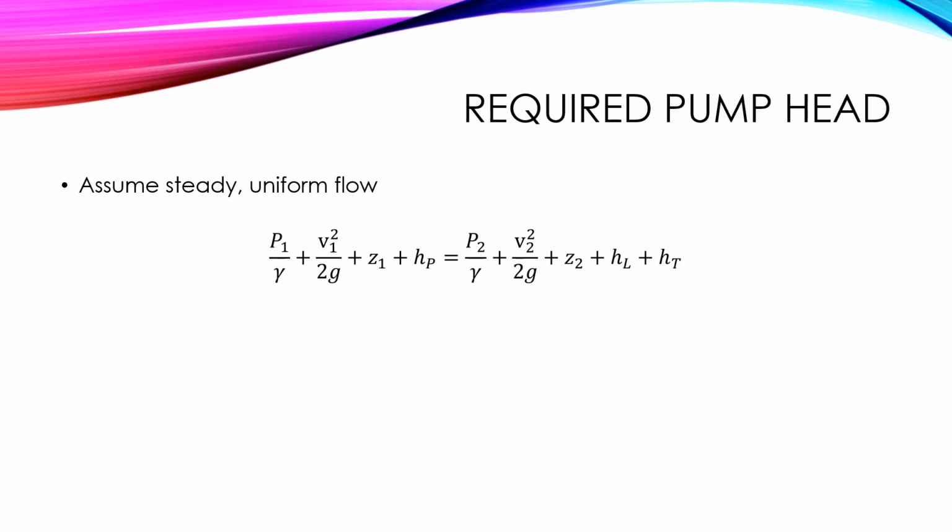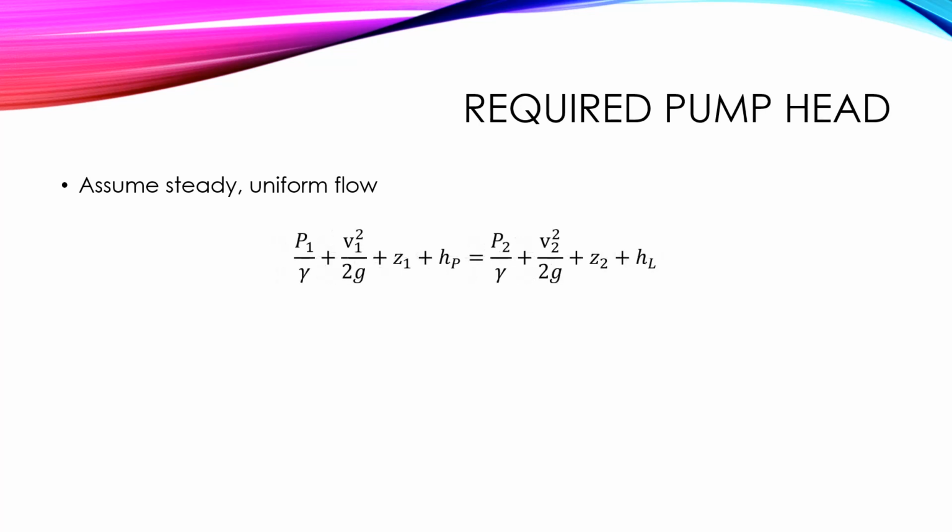Now let's assume we have a simple system with only one pump and no turbines, so we can eliminate the turbine head. Looking at this equation, we can separate it and divide it into the pump head term on the left and everything else on the right. By rearranging this equation, we will have the following form, which has a pressure differential term, a velocity squared term, a potential term, and the head losses.